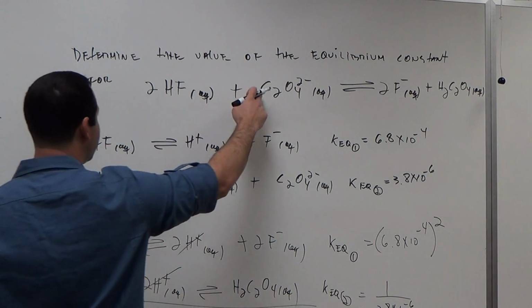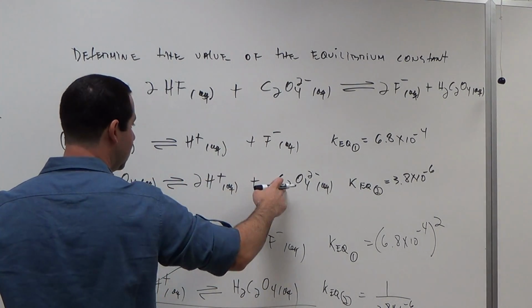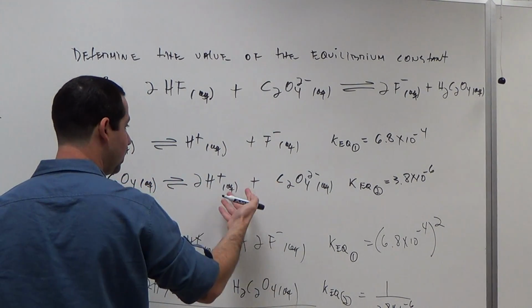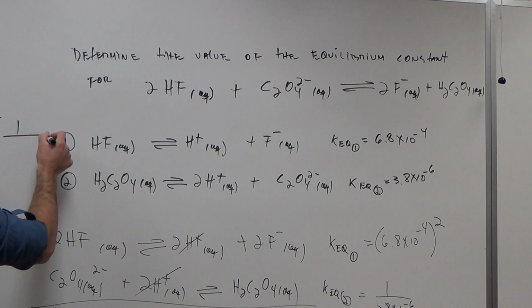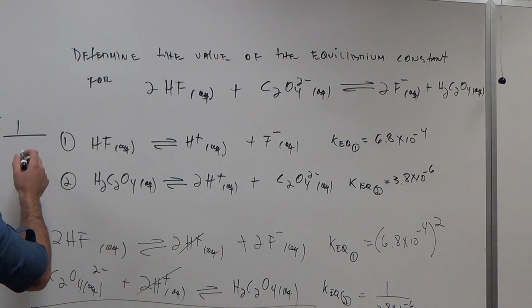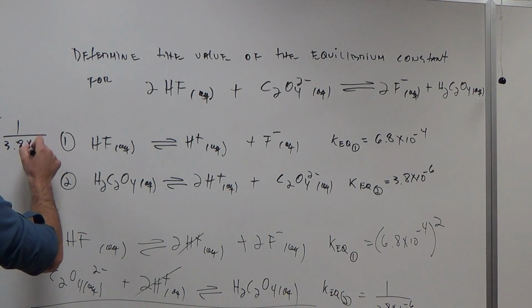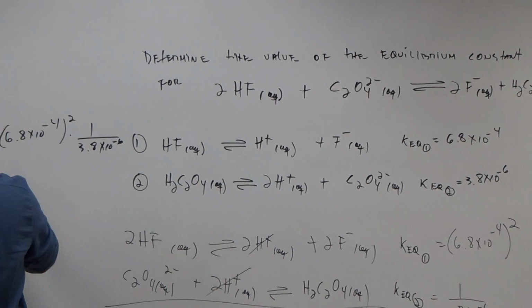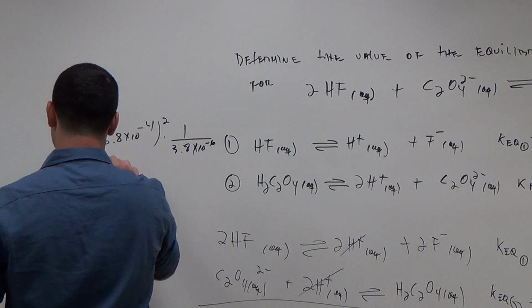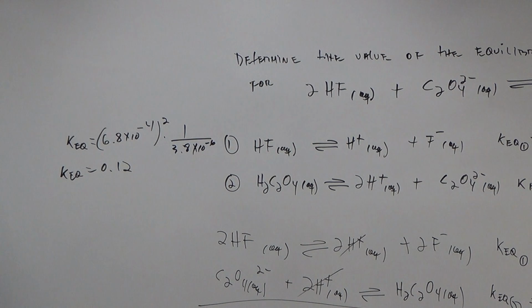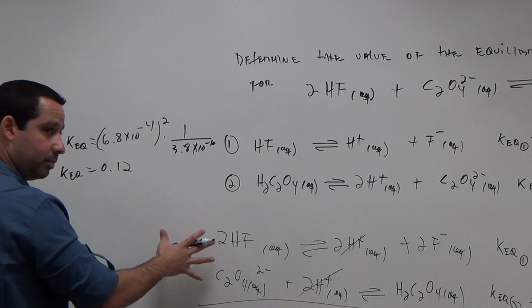And then you go here, C2O4. Where is that at? This is a product. What do I do with this equation? Flip it. I find the inverse. That's what I do. I multiply it by the inverse of that, which is 3.8 times 10 to the minus 6. And the answer is 0.12, and I did not have to rewrite the equations, none of that. This is the correct way of doing it.